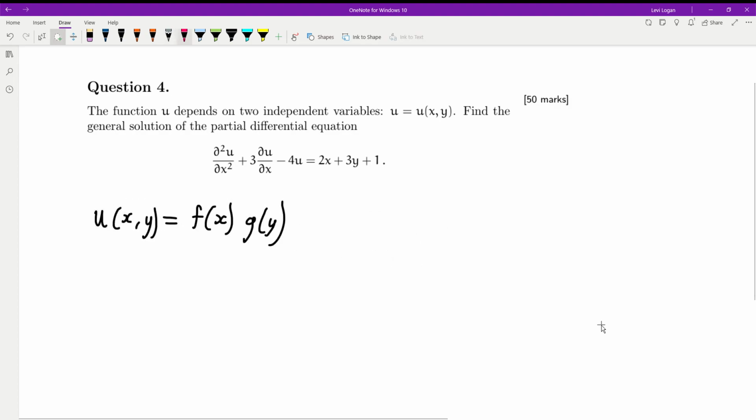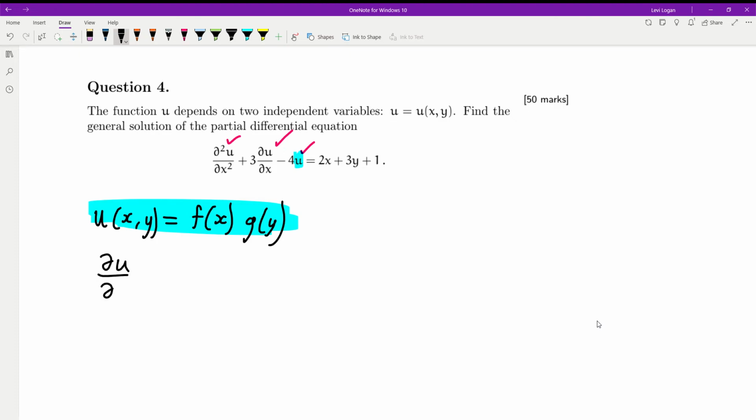So here, all we're going to do is find what these derivatives are. We already know what u is, so we're saying u is this here. Now let's find these. For the partial derivative with respect to x, you just differentiate this with respect to x, which means the function of y is treated as a constant. So the f of x just turns into f dash of x. Likewise, if we want the second derivative, we do the exact same operation. Again, the function of y is treated as a constant, so here you just get f double dash of x.